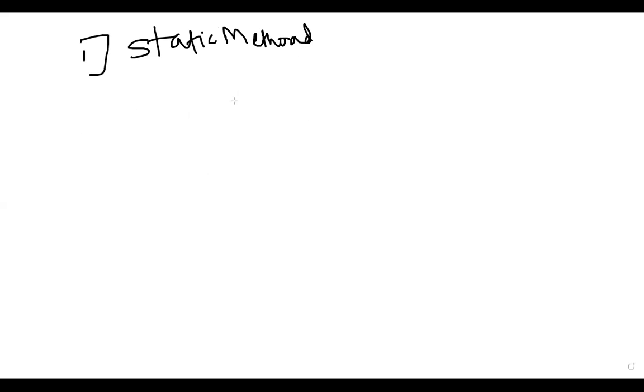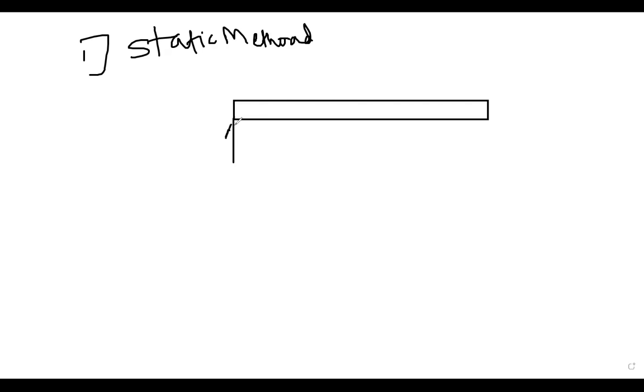I have considered the simply supported beam. Load is applied at center W. Okay, span is your L. Right? Suppose this is your A, B, C.